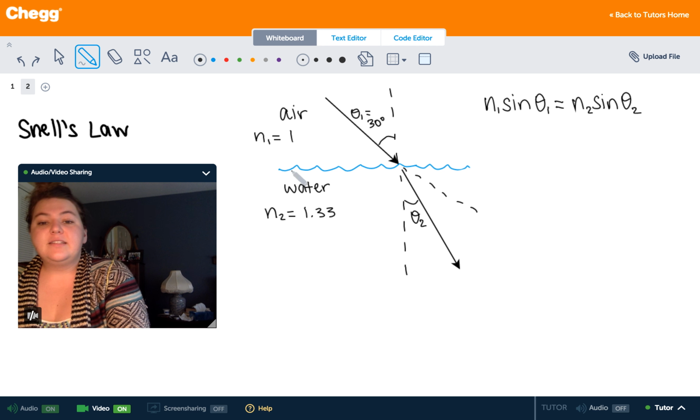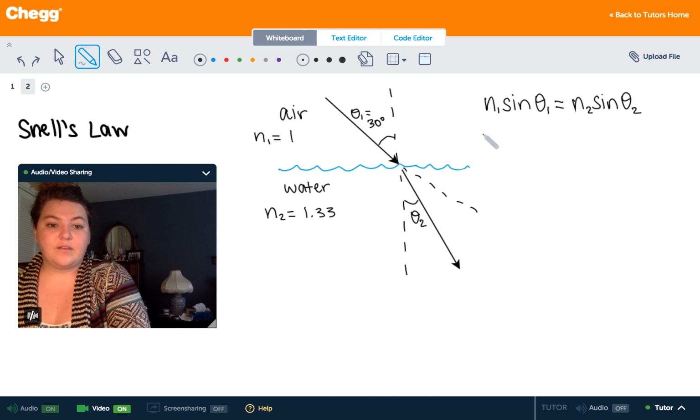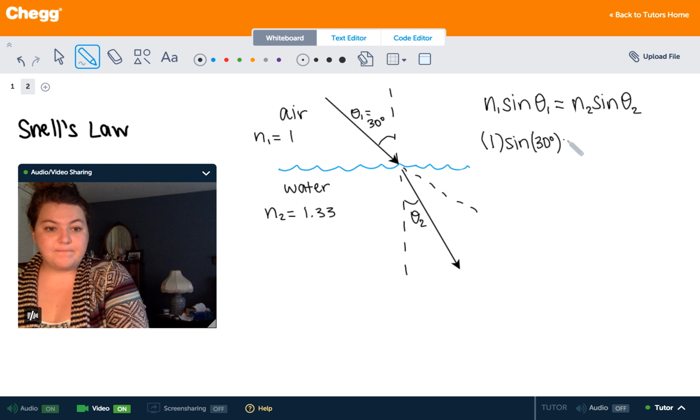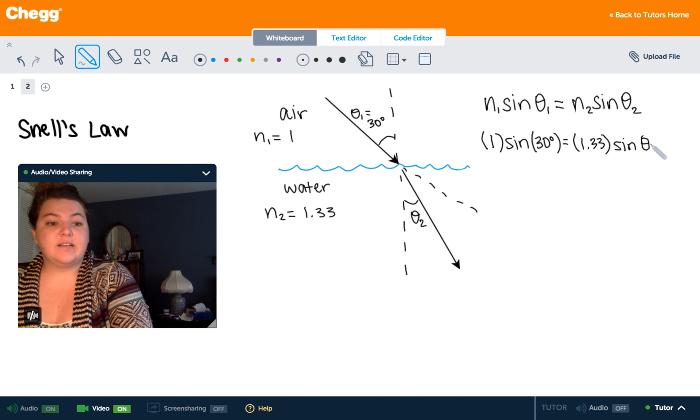Okay, so let's say our angle of incidence is 30 degrees, and we know that the index of refraction of air is 1. So we have our 1 times the sine of 30. And we also know that our index of refraction of water is 1.33. But we've not determined yet the angle of refraction. So in order to do that, we can plug our values into Snell's law and solve for our unknown.